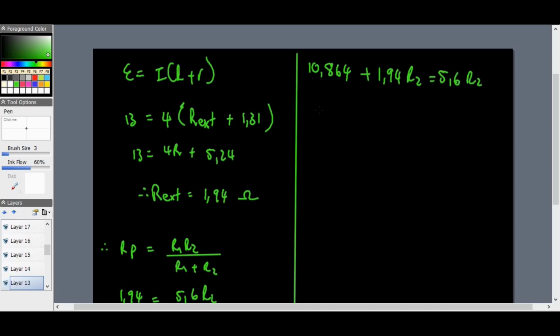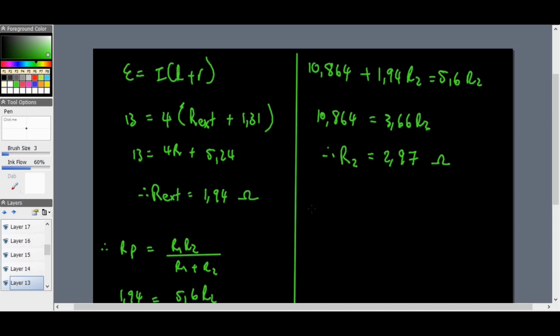So we can take that over. We'll have 10,864 is equal to 5,6 minus 1,94, which is 3,66, times R2. Divide both sides by 3,66. And therefore the second resistor, R2, which will be X and X together, will be 2,968, which will be 2,97 ohms.